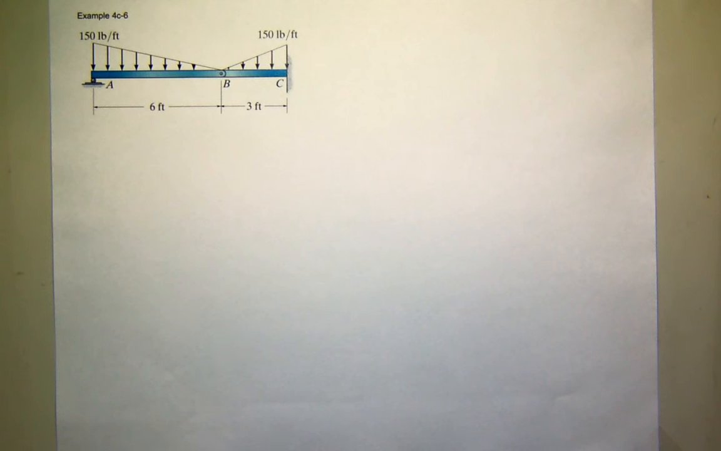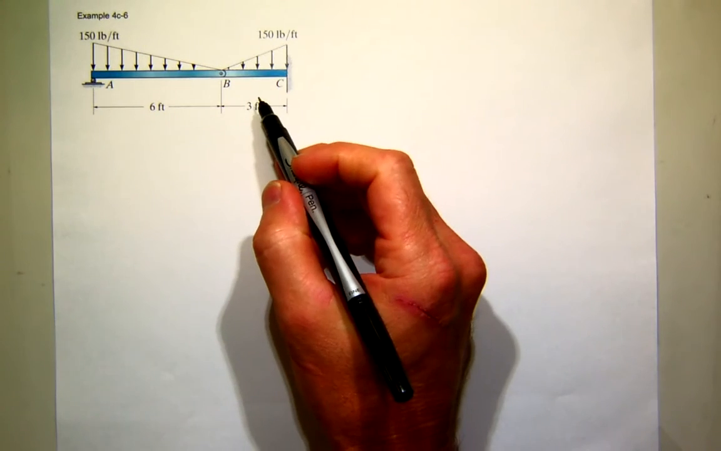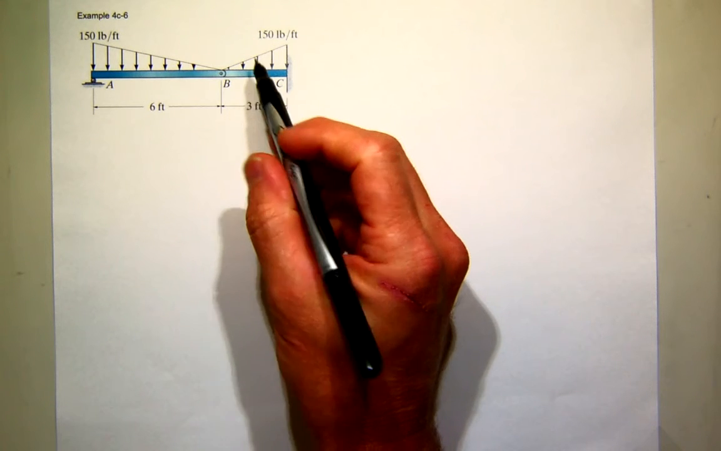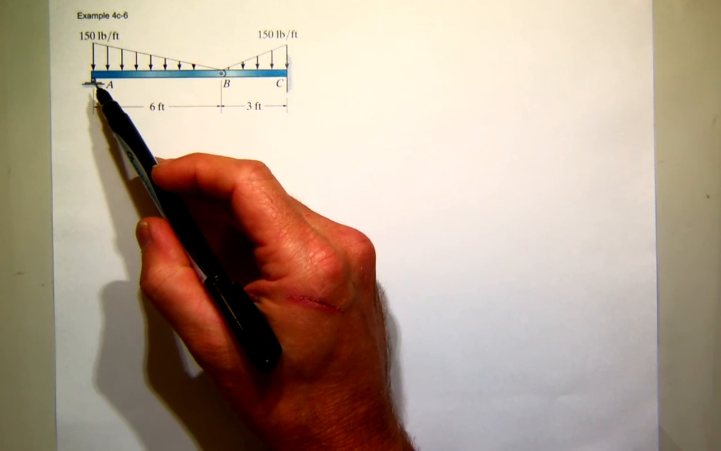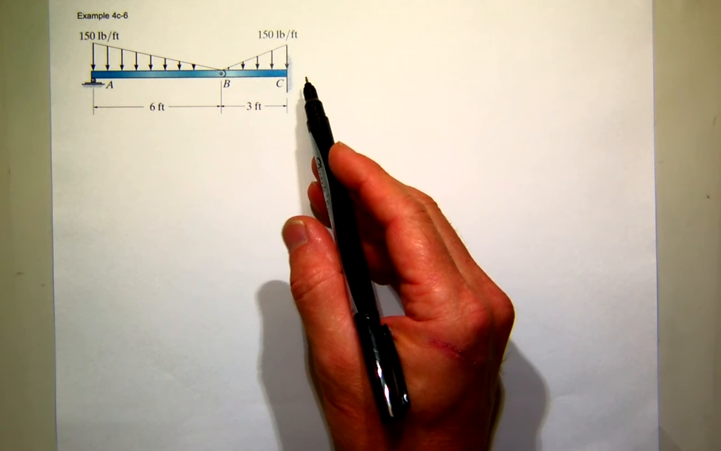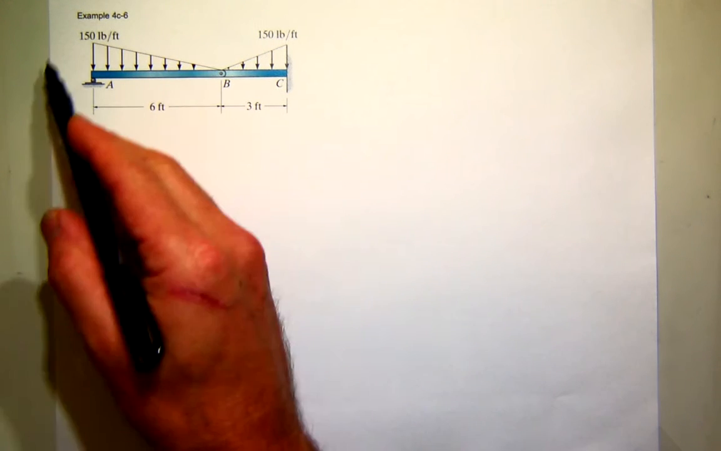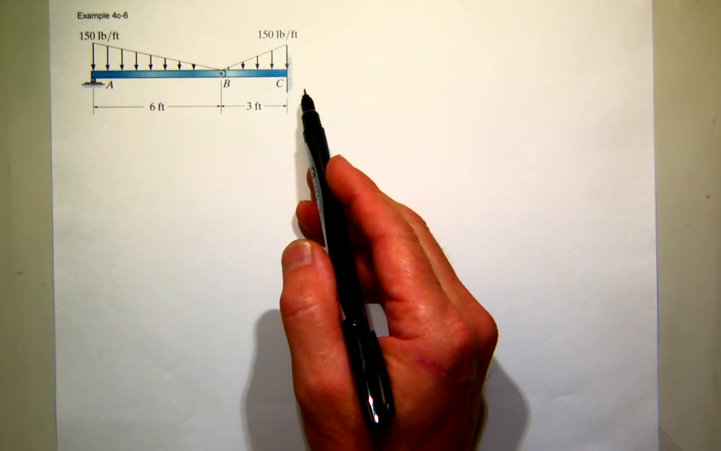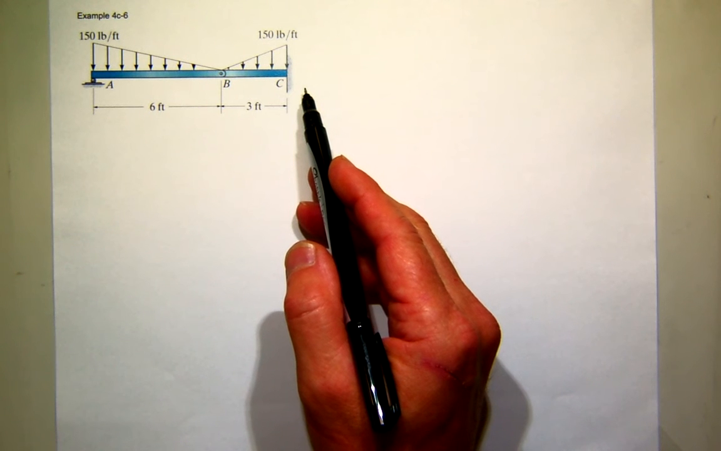All right, so let's work this problem. We want to draw the shear force and bending moment diagram for this problem. A couple of things you want to notice right off is we have a pin connection at A, and at C this is fixed. So you should be able to notice that if I try to draw a free body diagram of the whole structure, I cannot get the reactions.